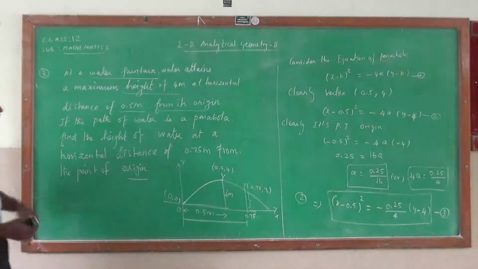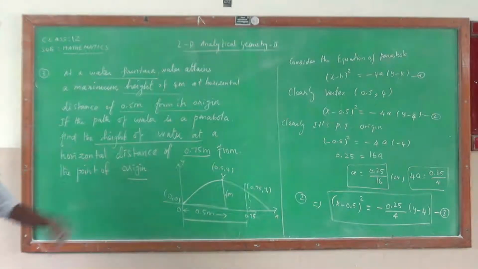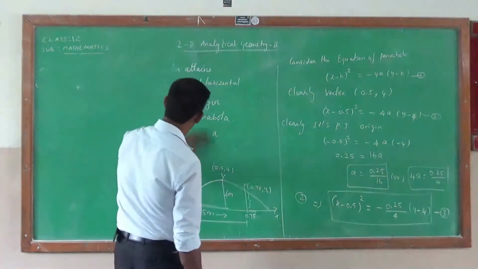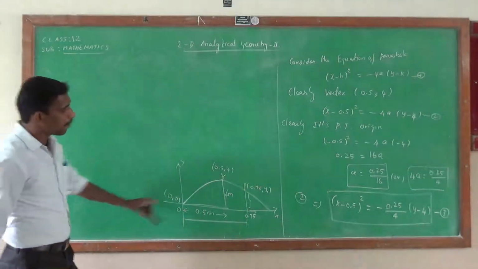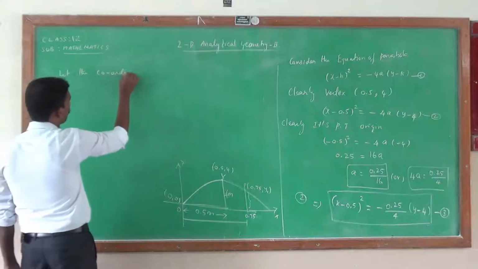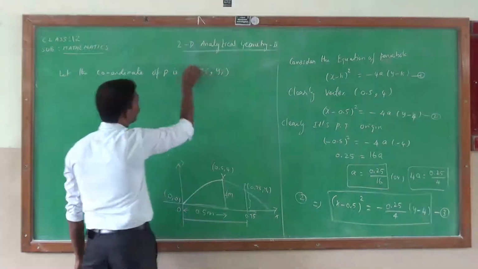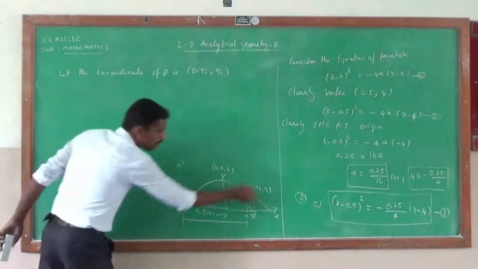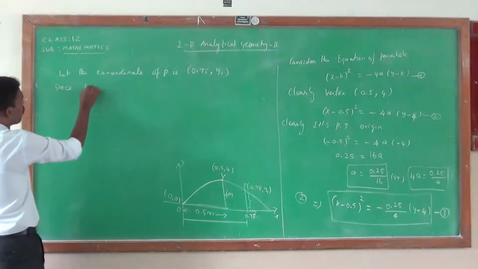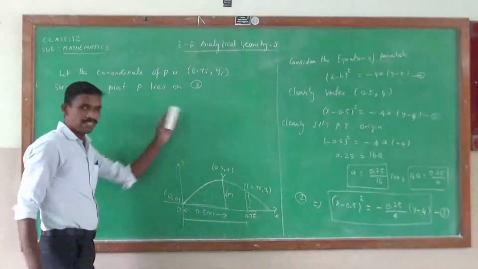Now we want to find out the height of the water level at 0.75 meter from the arch. Okay, now I erase it. Now apply the point P. Let the coordinate of P be (0.75, y1). Since the point P lies on the parabola, it satisfies the parabola condition. Since the point P lies on equation 3, that is nothing but the parabola.